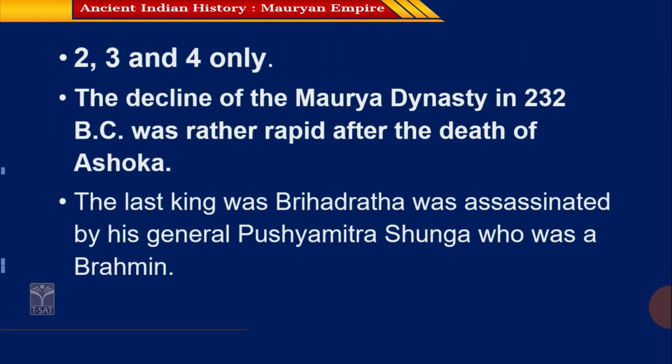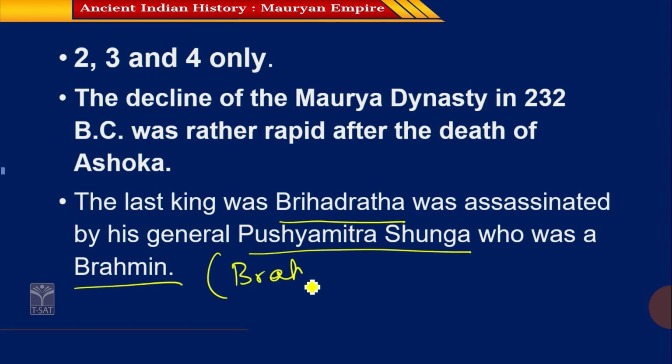The decline of the Mauryan dynasty in 232 BC was rather rapid with the death of Ashoka, and the last Mauryan king, remember, was Brihadratha, who was assassinated by Pushyamitra Shunga, who was a Brahmin. That is why one of the main reasons given for the decline of the Mauryan state is Brahmanical reaction.